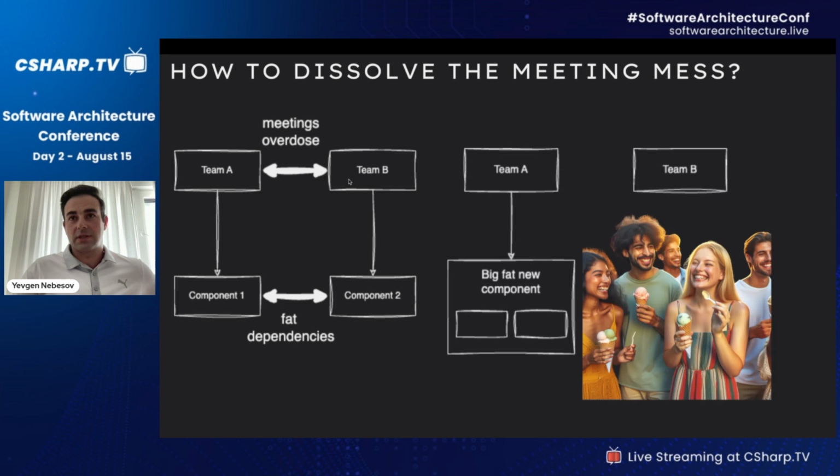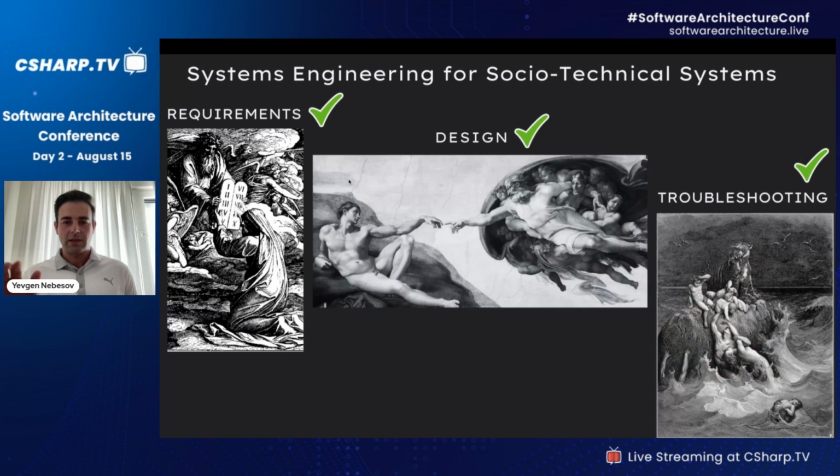And one can dissolve this mess by bringing the two technical components into one and making team A responsible for this new big component, and team B is now free. They can go and eat ice cream. Anyway, the meetings problem will be dissolved. So basically, that's it. As I said, socio-technical engineering is nothing else but systems engineering for socio-technical systems.